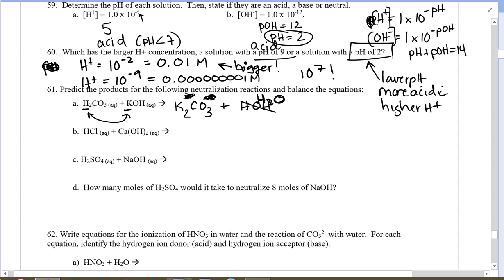And then we'll discover that, well, now this equation needs some balancing. So I'm going to have to put a 2 over here to give me 2 potassiums on each side. And I put a 2 over here to give me the right number of H's and OH's on each side.